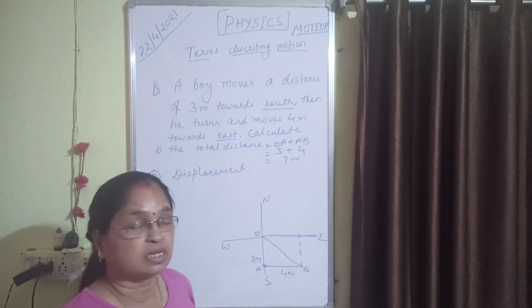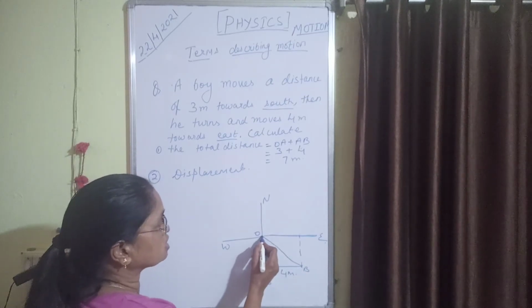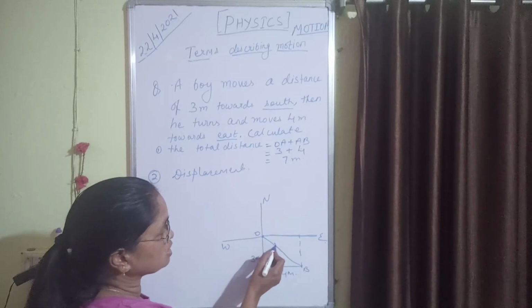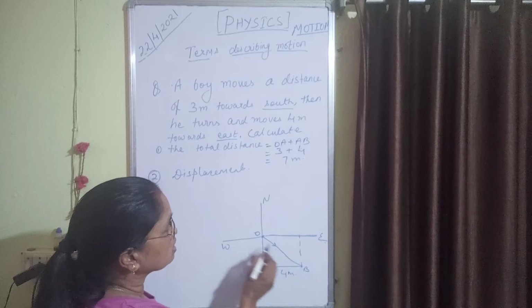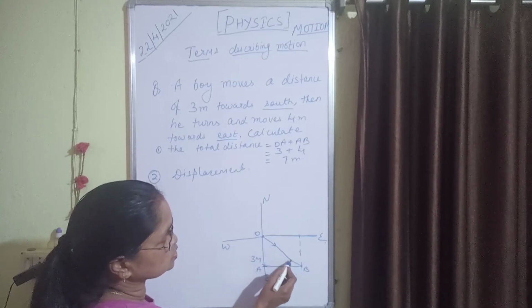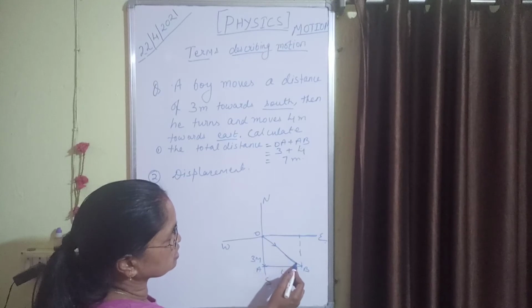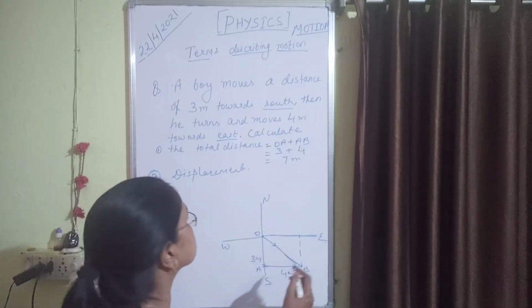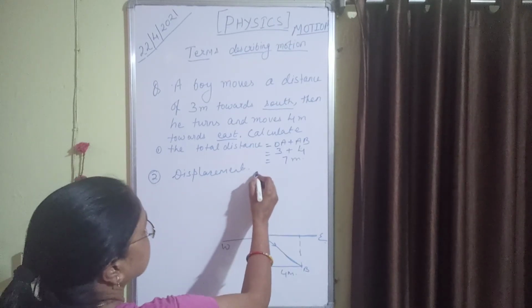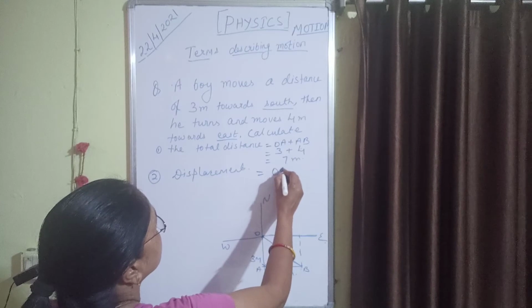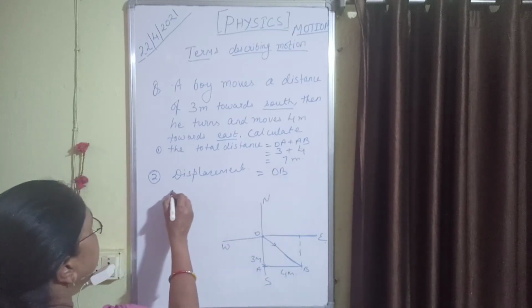अब देखिए, initial position क्या था? O. We have got the O starting from O, and final position what it was? B. So from O to B, we have just shown the shortest path from O to B, and this O to B is our displacement. So what just here I am writing, displacement is equal to OB, and how we will calculate this?